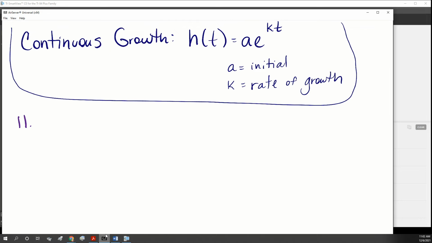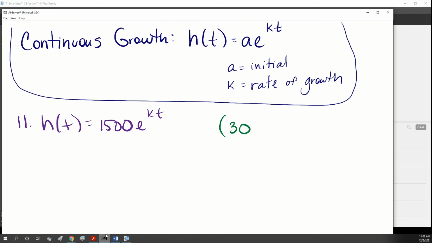So if it doubles in size, that does not make K 2. That is not what that means. So we need to find K. But one thing we know already is A. And then we also know an ordered pair is given to you in a weird way. But it tells you this doubles in size every half hour.